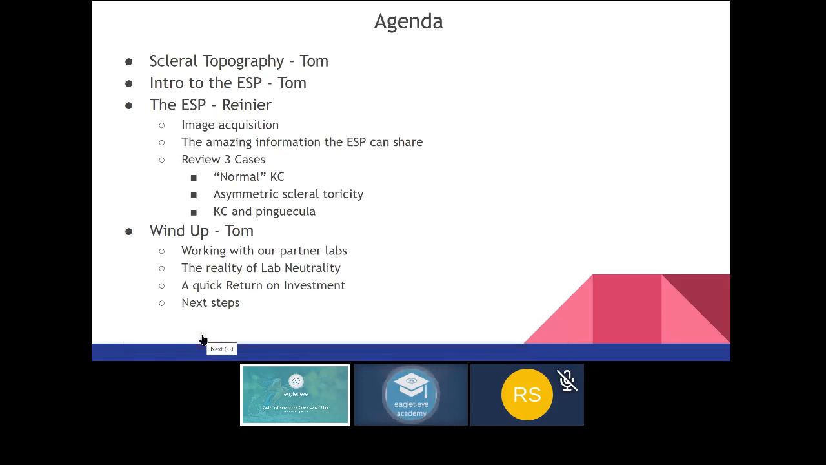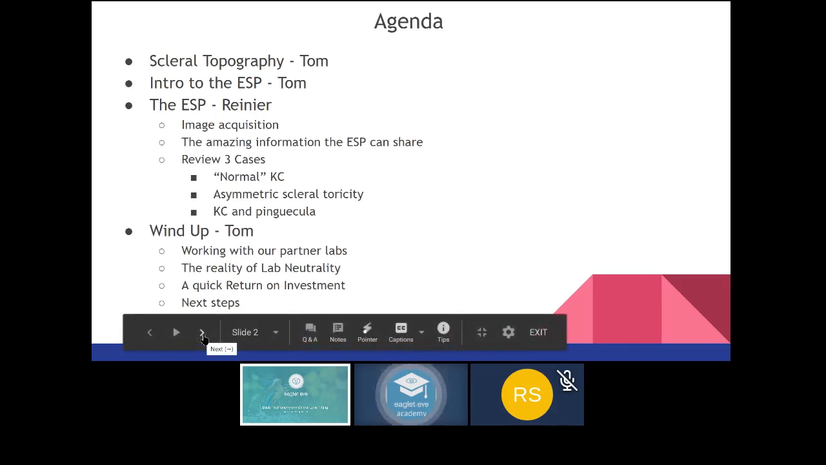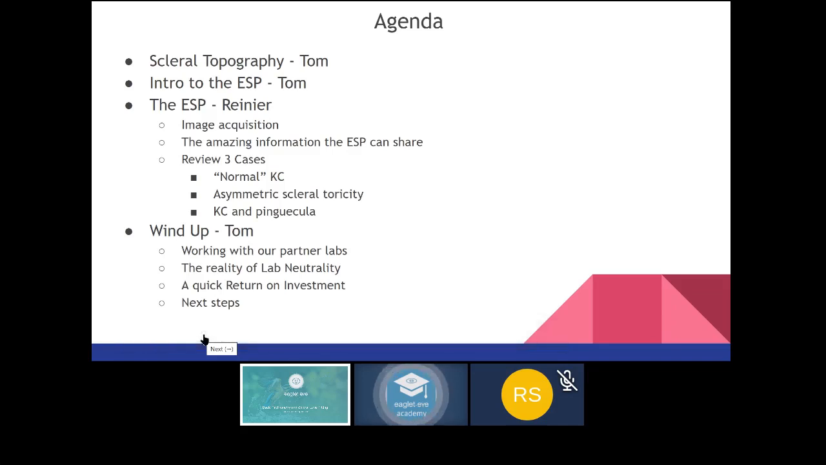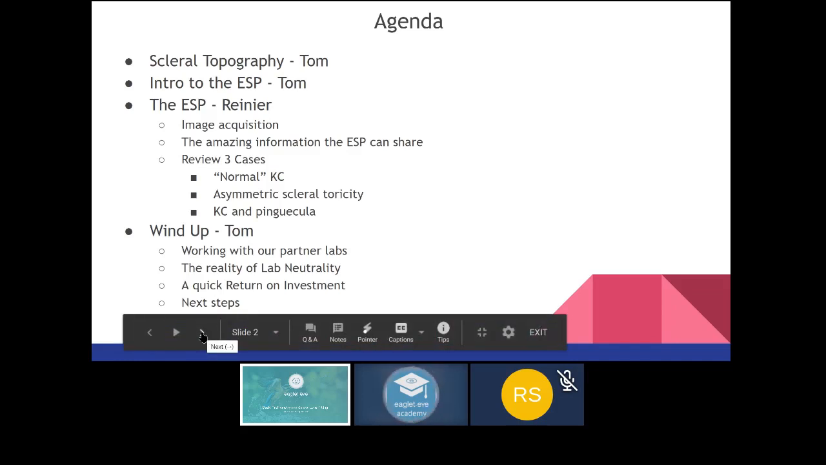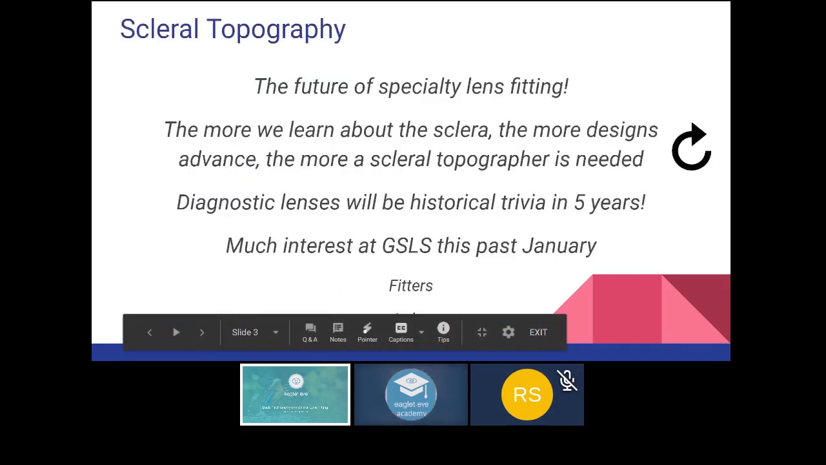So, gentlemen, there's only 2 people in attendance, but there were like 20 people that signed up. So I'm assuming and I'm hoping that they'll watch the recording. So you guys can jump in anytime you want with a question or a chat, and I'll keep my eye on it and let Renier know when we should jump in.